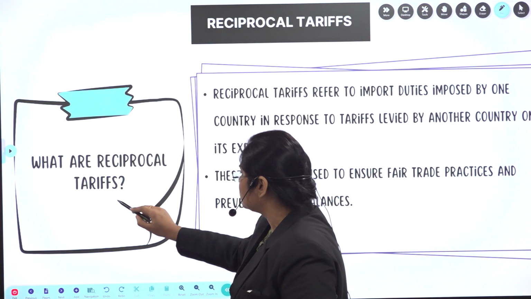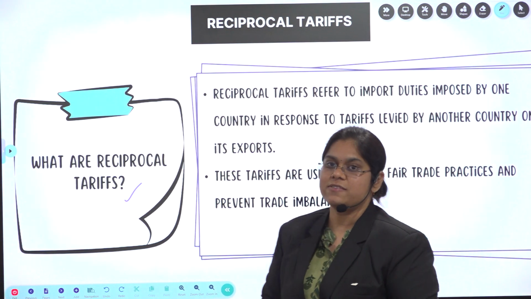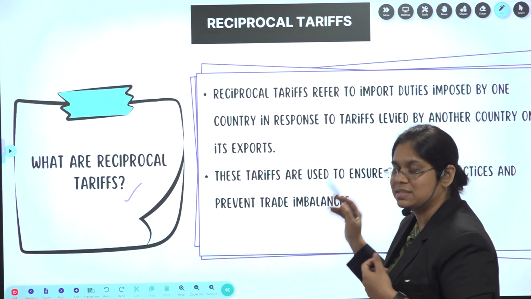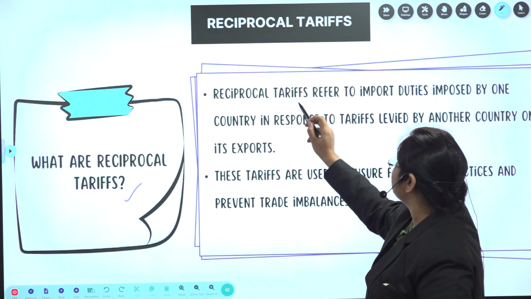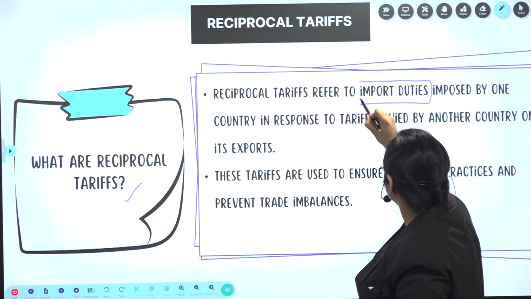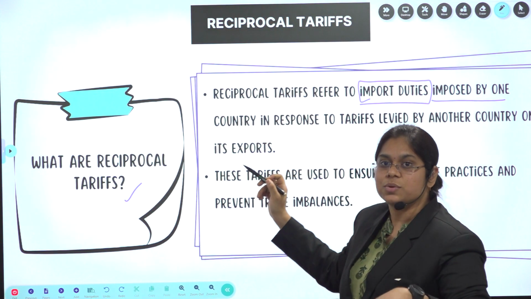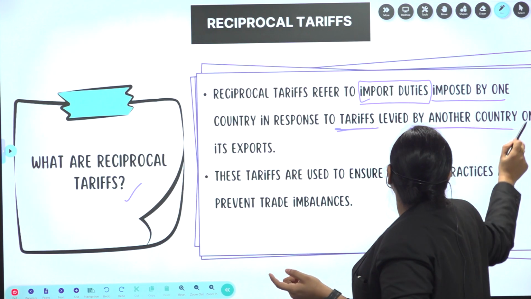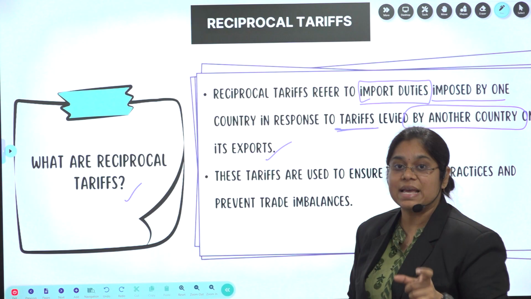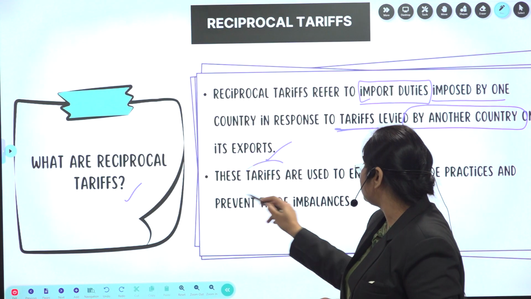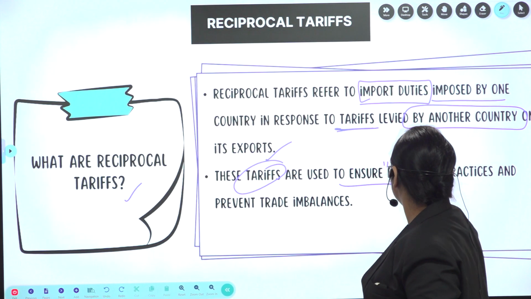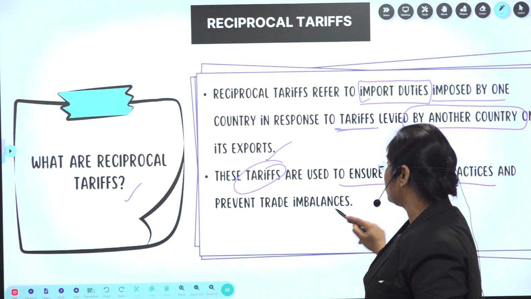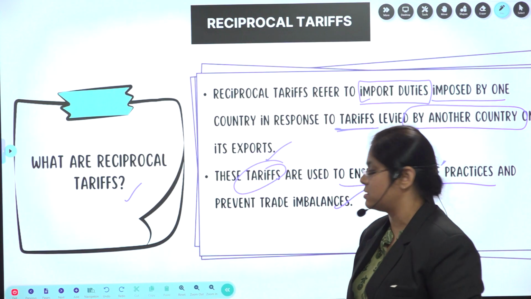Simple. Now, what are reciprocal tariffs? Let's see the clear definition of it. Reciprocal tariffs refer to import duties imposed by one country in response to tariffs levied by another country on its exports, right? And these tariffs are used to ensure fair trade practices and also prevent trade imbalances.